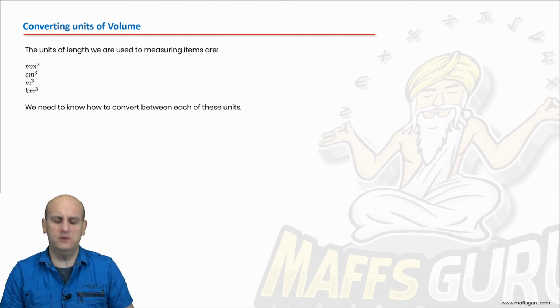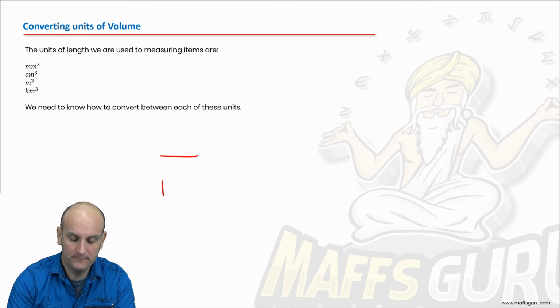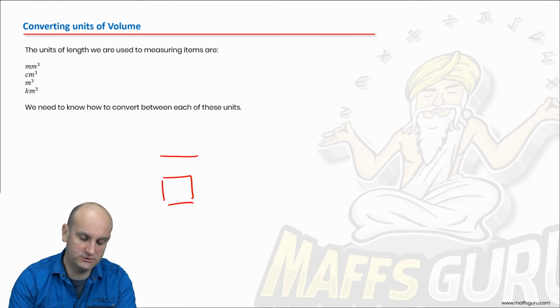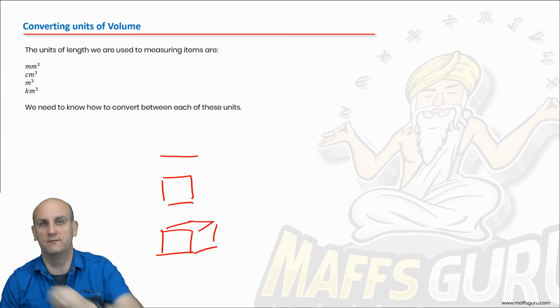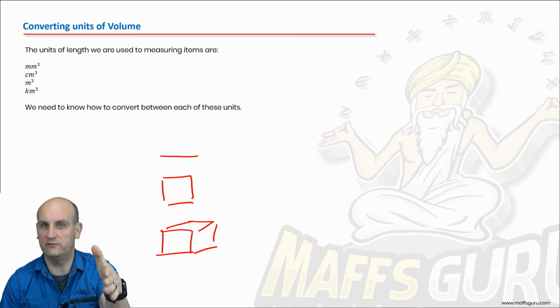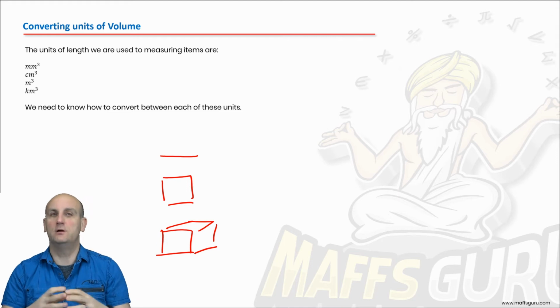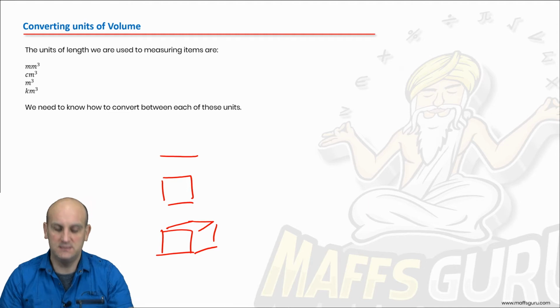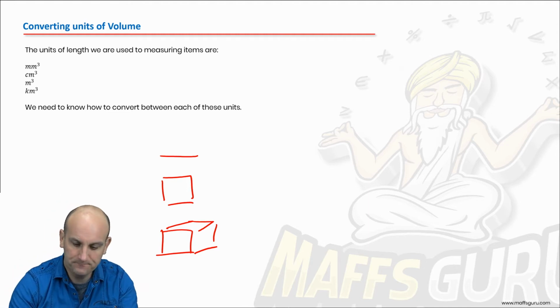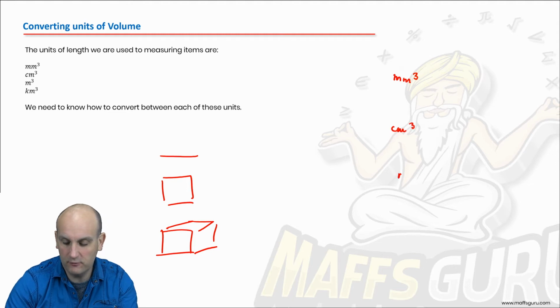And then converting units of volume. Well, this is a length. This here is an area in 2 dimensions. And so a volume has indeed 3 dimensions. This way, and this way. And so if I'm going to change from kilometers cubed to meters cubed, then guess what I'm going to do? So I've got millimeters cubed, I've got centimeters cubed, I've got meters cubed, and I've got kilometers cubed.